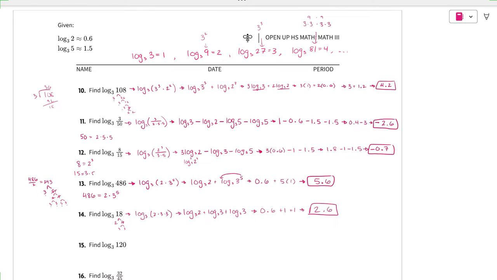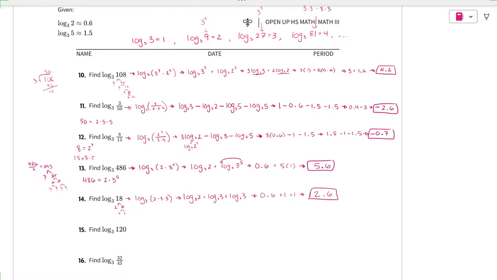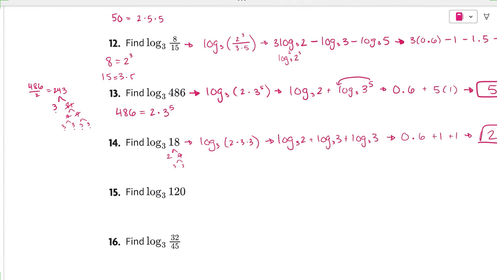That was problem 14. All right, let's go to problem 15. So again, I see a 120. Quickly I can see maybe where I'm getting a 2 there. It's an even number, so 120 divided by 2 is 60. So 60 is even again, right? 120 equals, so let's do 60 divided by 2 is 30. Again, that's even. 30 divided by 2 is 15.